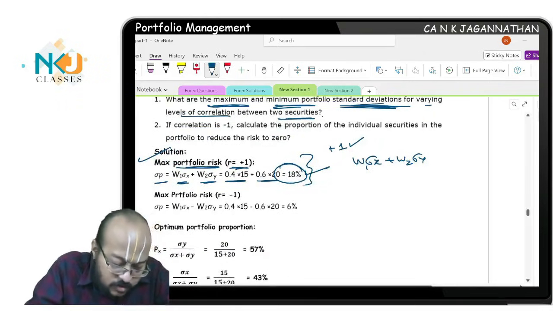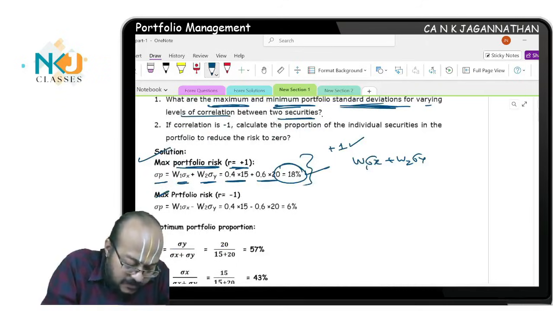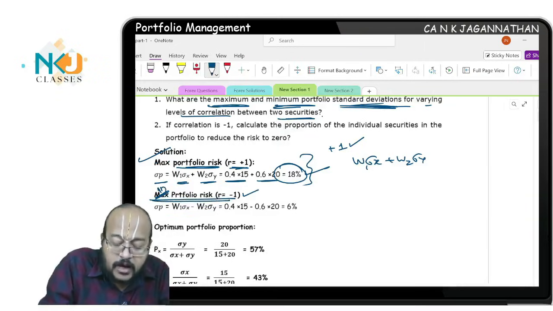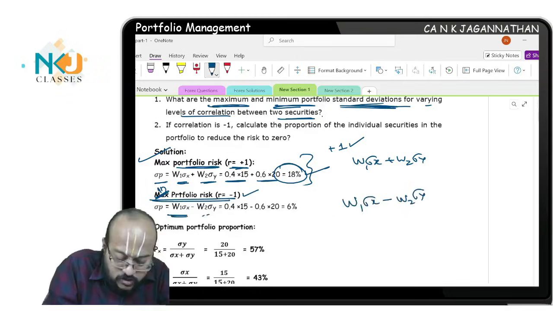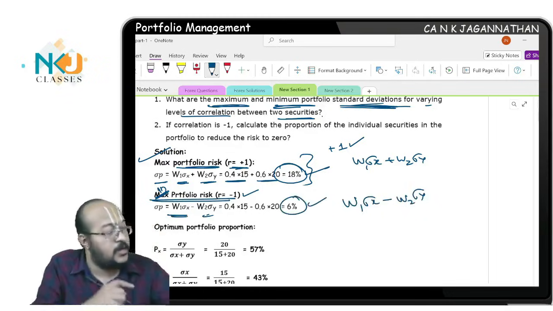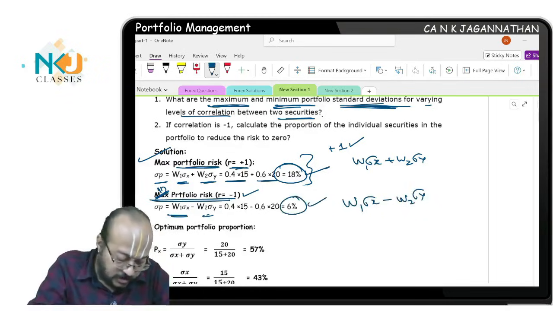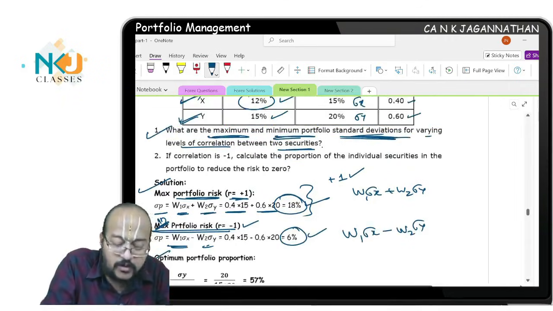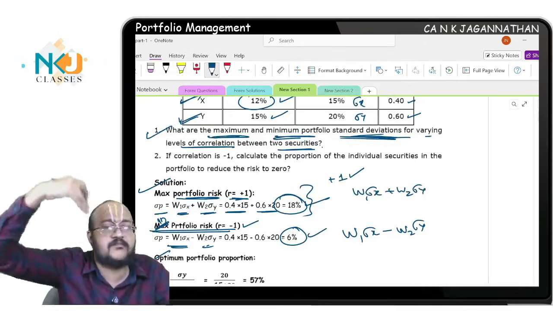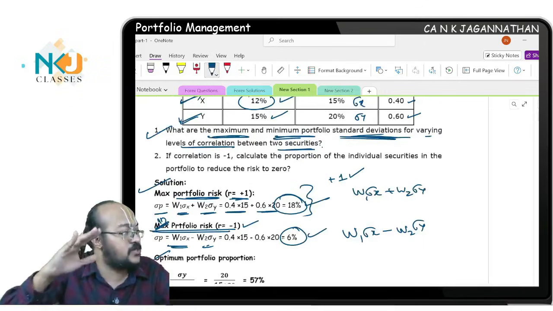Minimum portfolio risk, what is that? This is not max, this is minimum. Minimum portfolio risk is when R is equal to -1. What will be the formula? W1 sigma x minus W2 sigma y. That is what they have solved. 6% is the minimum portfolio risk. This is the first part of the solution: what are the maximum and minimum portfolio standard deviations for varying levels of correlation between 2 securities? They are asking the extreme levels, +1 as well as -1.